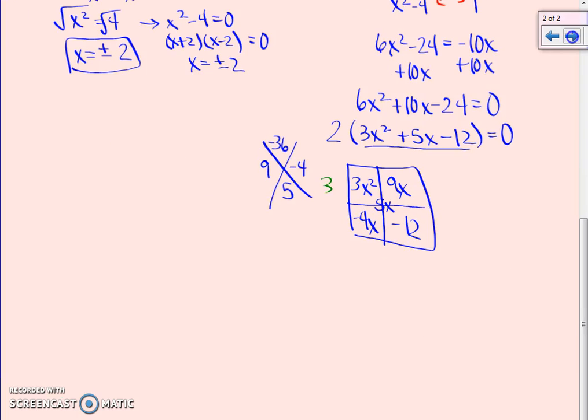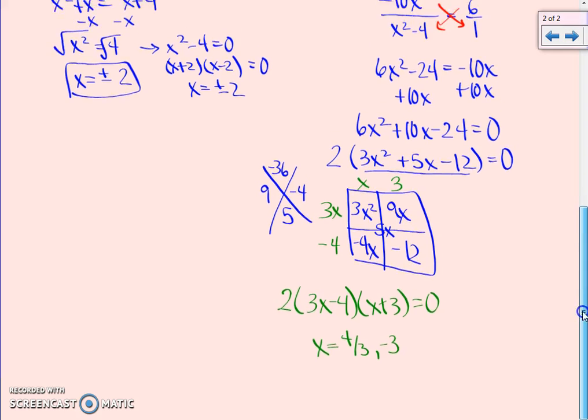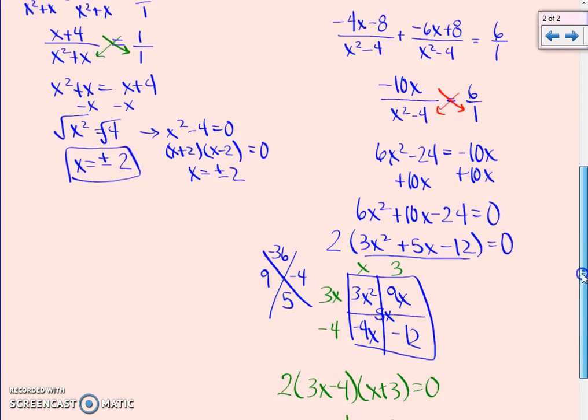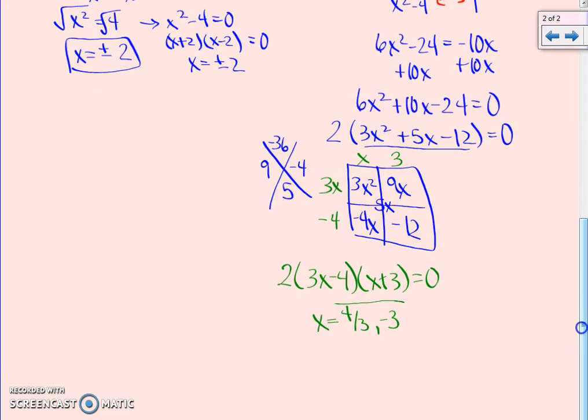Okay, so in common here we have 3x, negative 4, x, and 3. So our factored answer here, set these equal to 0 and solve. We get 4/3 and negative 3. Looking back up here, neither of those are going to give us a 0 on the bottom, so they both work.